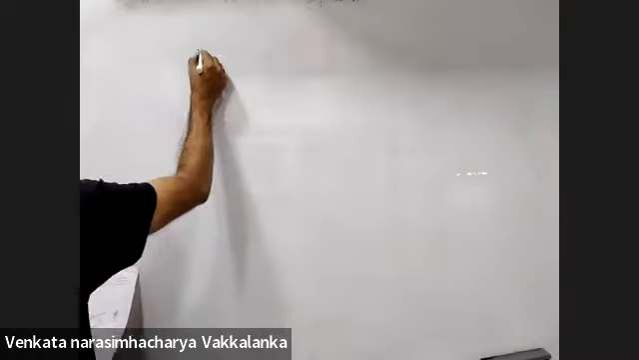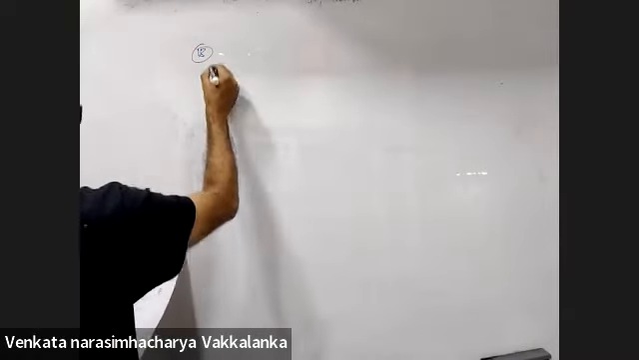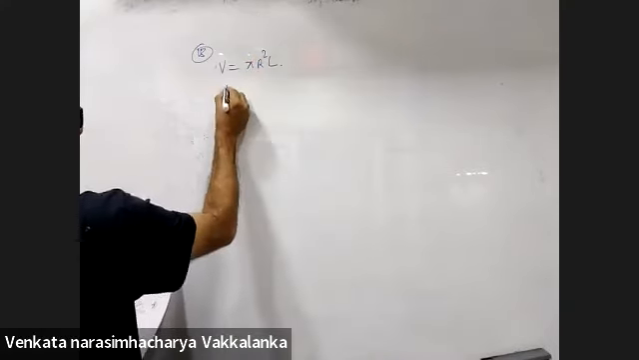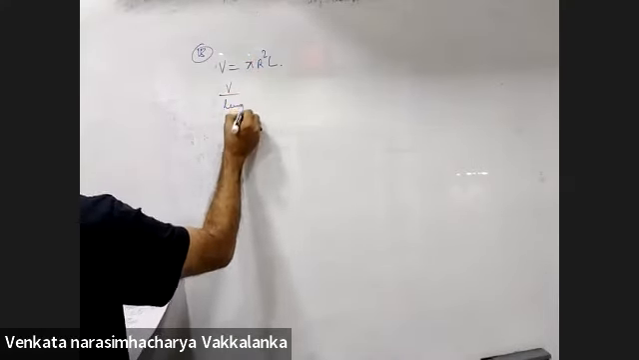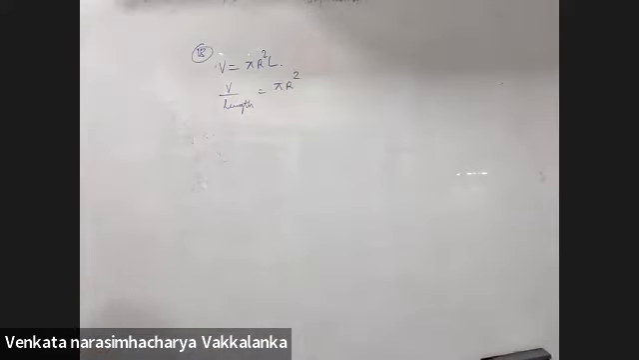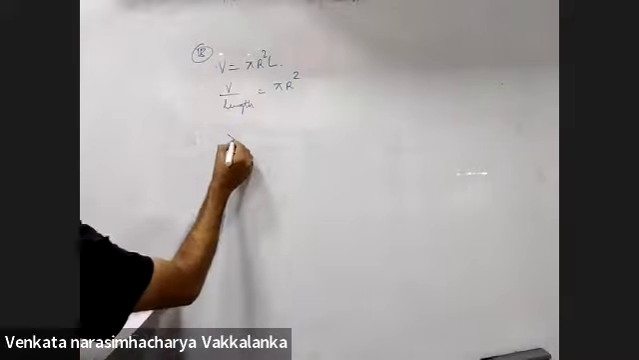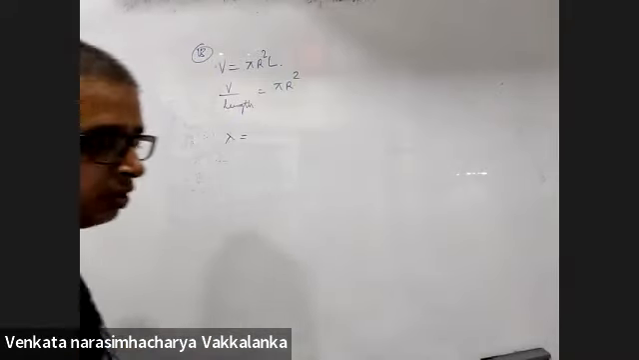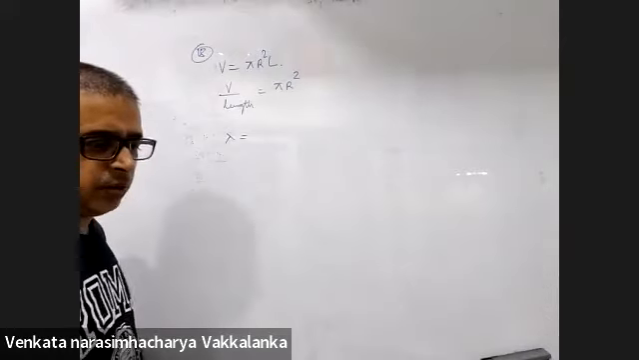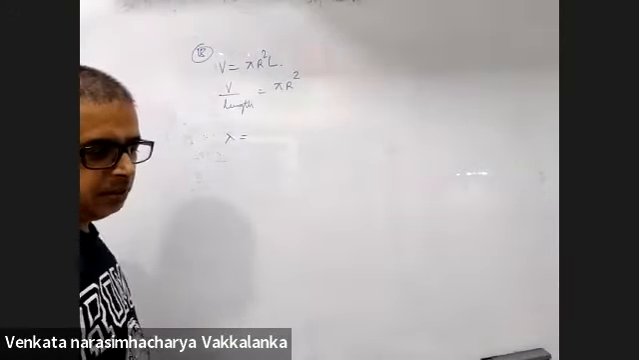18 is a JEE Advanced question. Now, first of all, 18 is important. First of all, get this information. Volume will be pi r square L. Volume per unit length will be pi r square. Right? Now, how do I put lambda? Lambda is the volume of the cylinder per unit length you have calculated.